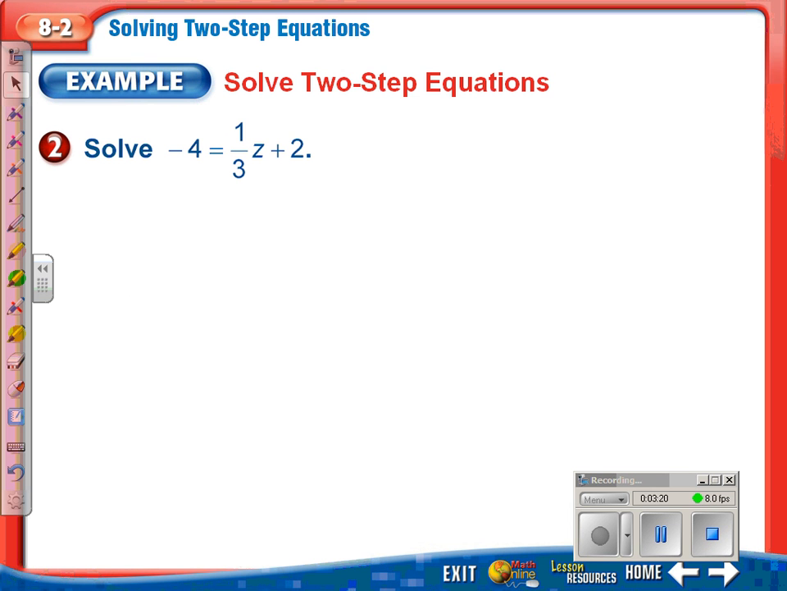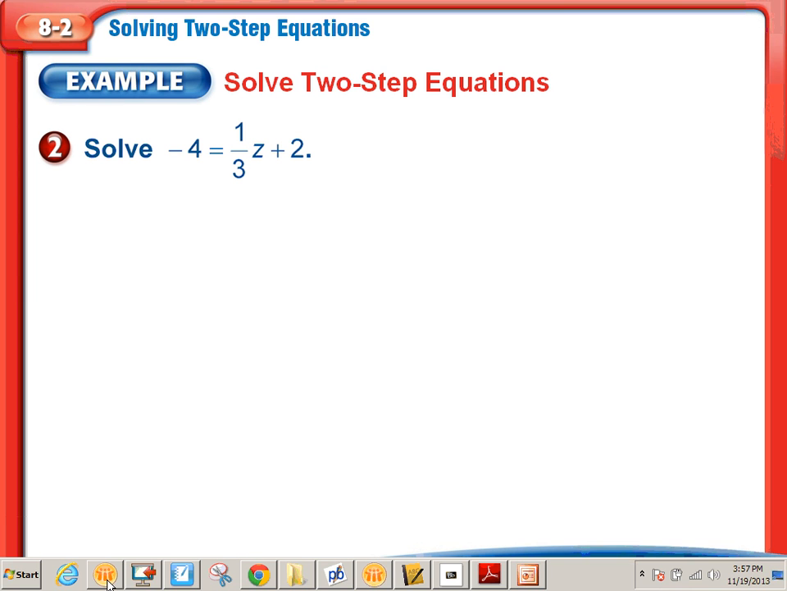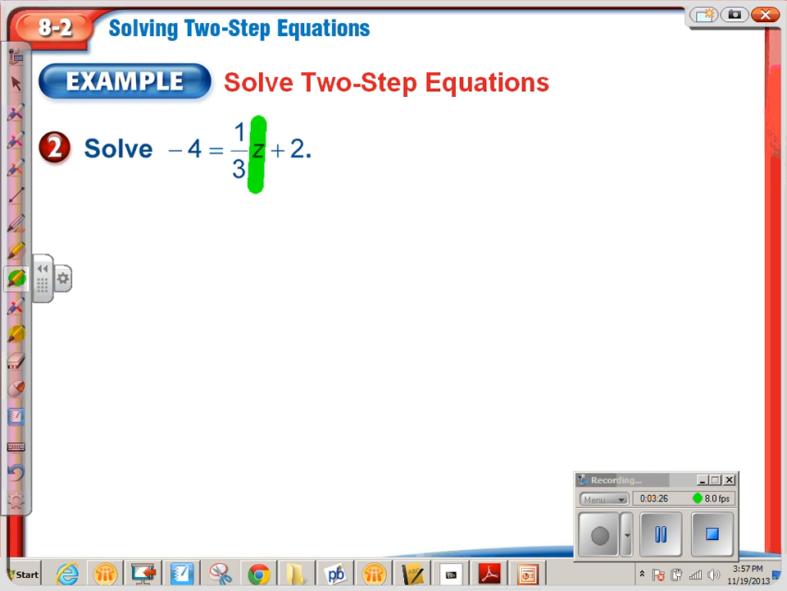Moving on to the next example. I'm always thinking about how to get the variable by itself. The variable is a letter that represents a number. So my thought process is, how do I get z by itself? In order to get z by itself, first of all, I've got to get 1/3 z by itself just to start with.